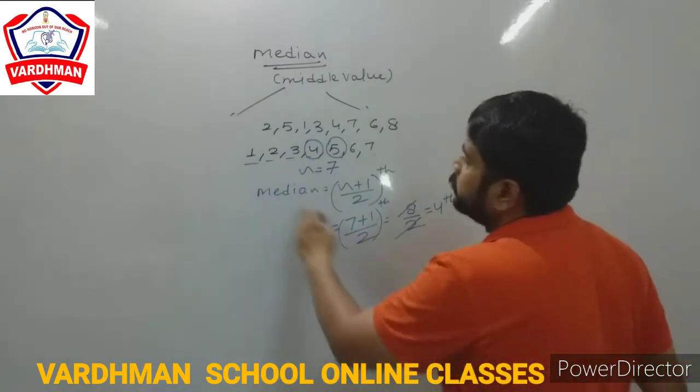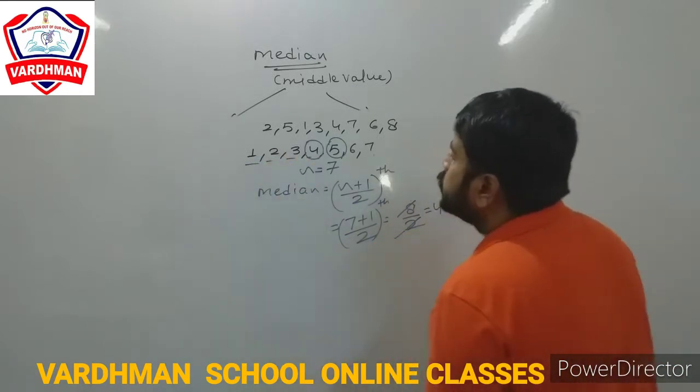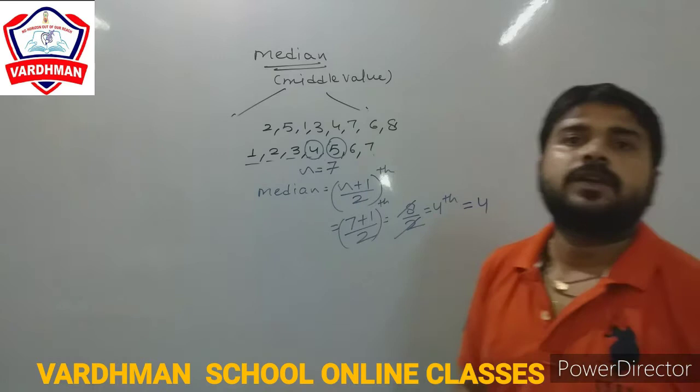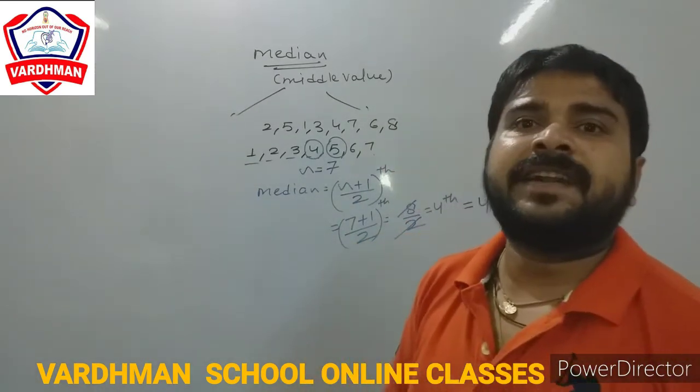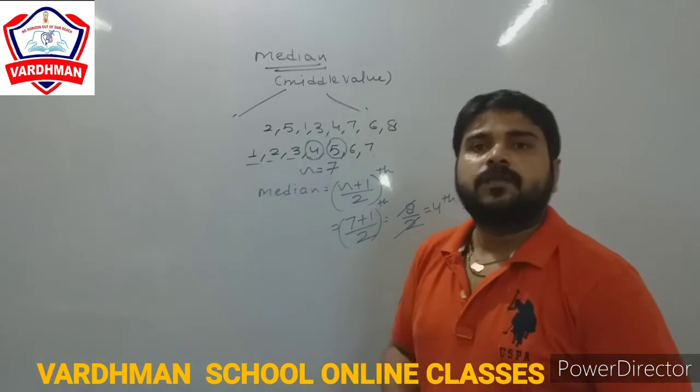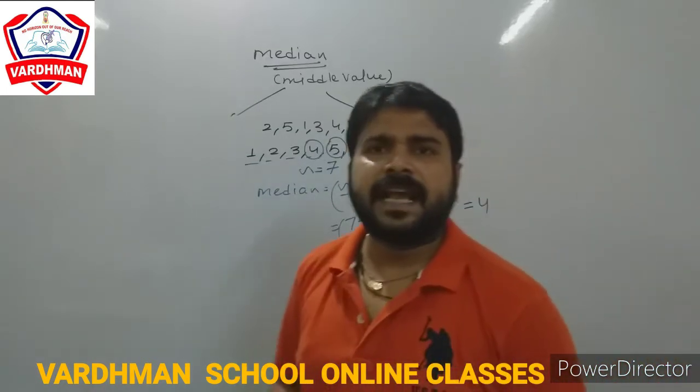The 4th term will be 1, 2, 3 and 4. So the median will be 4. Okay, so for even and odd terms, did you understand the median? Very simple. You have studied this in 9th class.